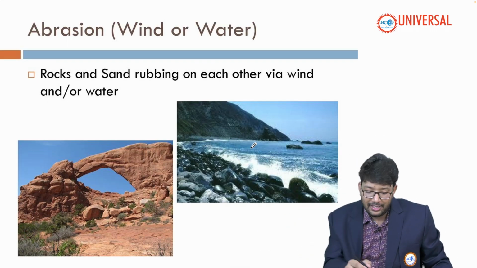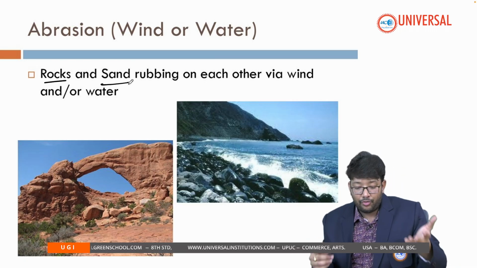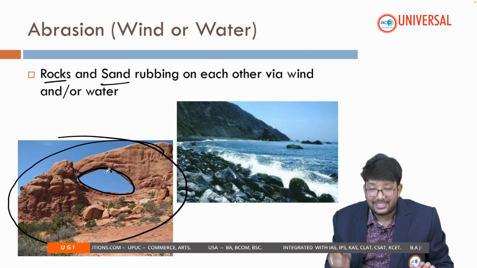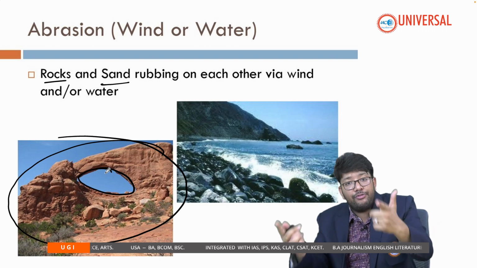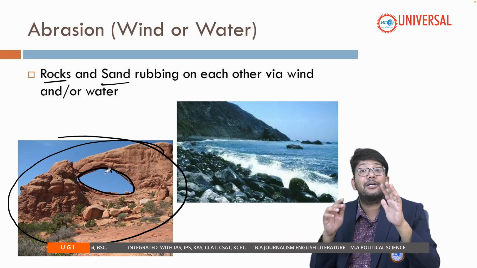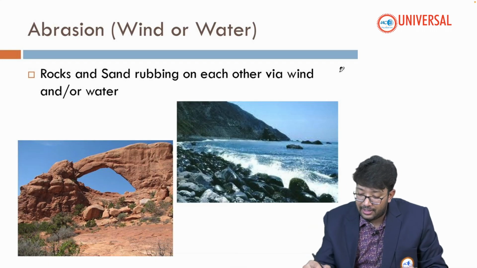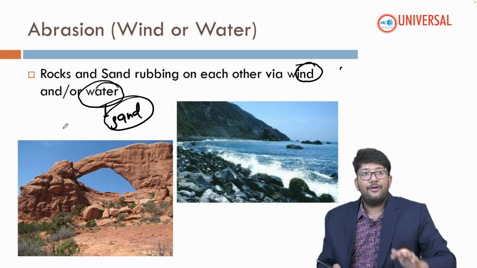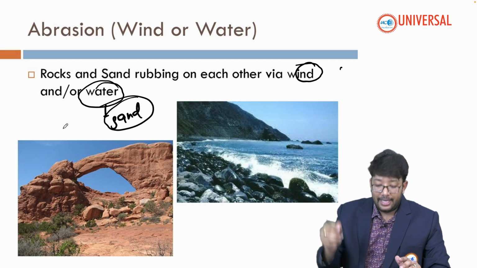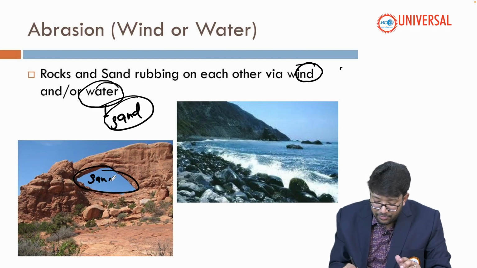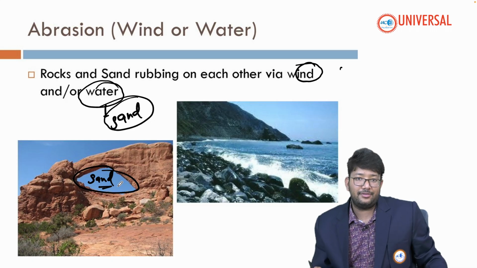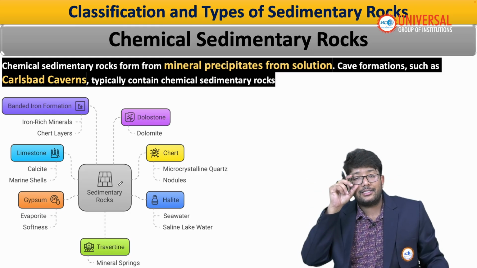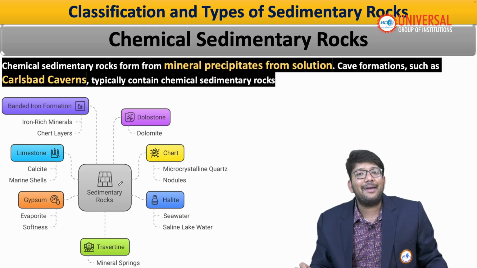So what is abrasion? Abrasion means rocks and sands rubbing on each other via wind or water. Why did this gap happen? It did not happen due to wind only, or due to water only. The problem is that the wind or water was containing sand. When the wind was flowing, sand was also flowing, and because of the rubbing of the sand, this particular formation happened. That is called abrasion. Remember that.